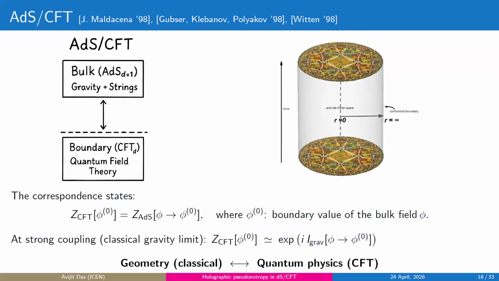And then you have this dictionary, which is called the GKPW dictionary, where the partition function of the boundary is related to the partition function of the bulk. When you take the strong coupling limit, it means the classical gravity, so your gravity is classical and your quantum field theory is highly quantum mechanical, then you can write it simply as the exponential of the gravitational action. So the partition function of the conformal field theory is this. Basically, the geometry which is classical in the bulk becomes a highly quantum mechanical system on the CFT side.